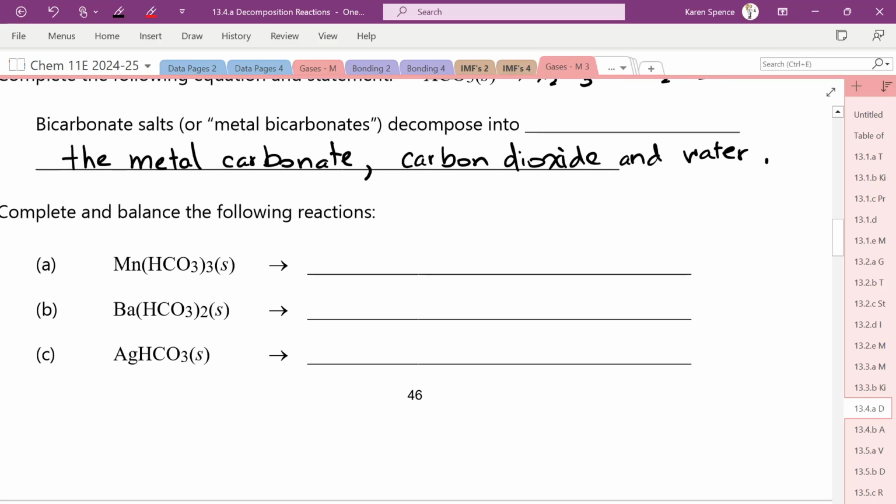Complete and balance the following reactions. Give those a go.